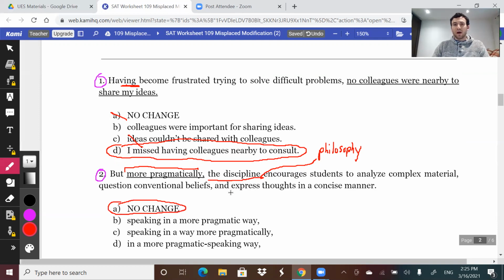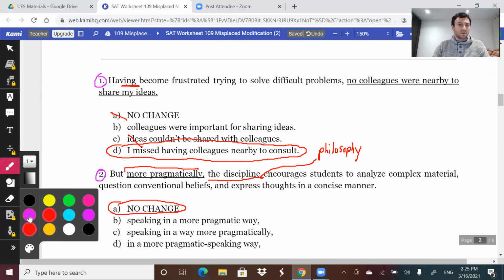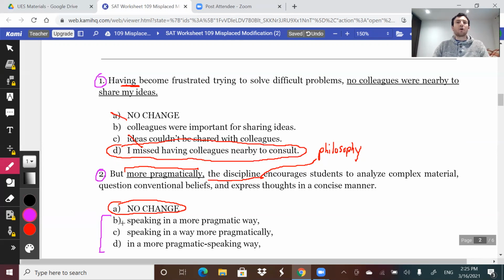Pragmatically is being used to describe the discipline. It's a pragmatic or practical or logical discipline. The issue, and you can see if you can spot it, B, C, and D all have the same issue. They make it seem like the discipline is speaking. Well, philosophy, astronomy, whatever it may be, doesn't speak. So as you can see, you'd have incorrect modification there. Anyway, good luck with this problem type. Like I said, once you get it down, you'll be able to spot it on the test, and you won't miss a problem just for lack of recognition. Okay, bye.